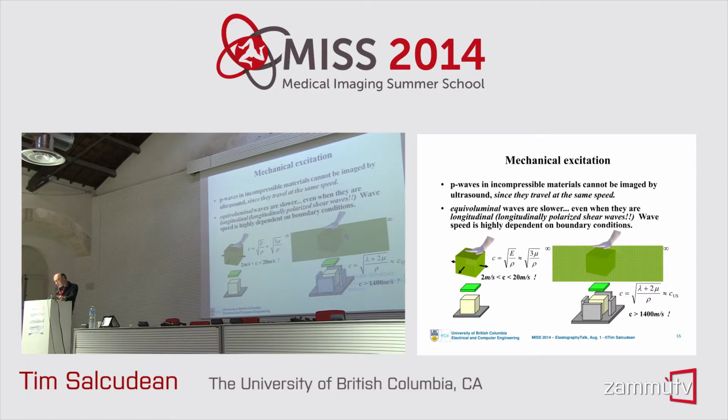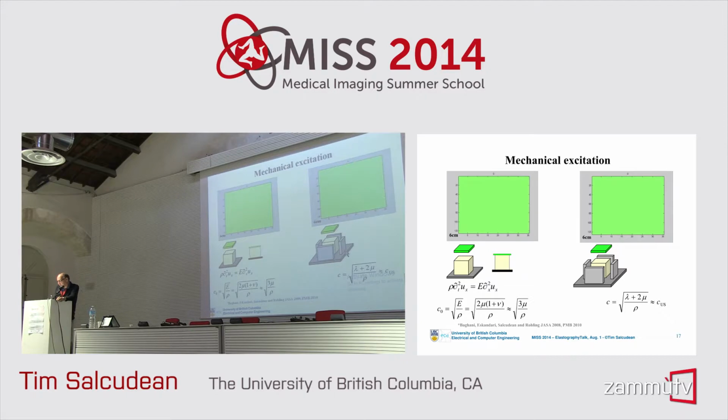But the shear waves, the equivoluminal waves, are slower. And what took me a while to understand is that these equivoluminal waves, which I'll call shear waves, in fact, can be polarized longitudinally, so they travel in the same direction as the direction of the wave propagation. So here's an example of what happens when you apply boundary conditions to a tissue phantom and you send a wave through it.